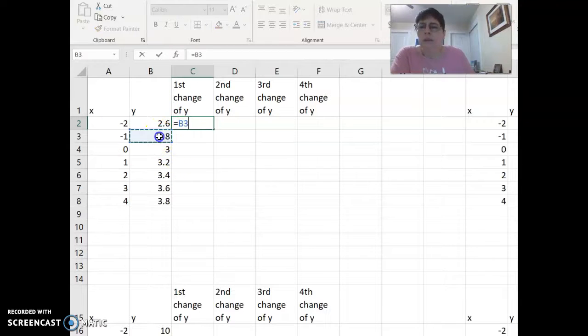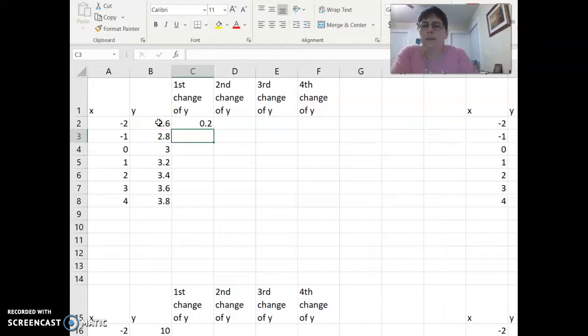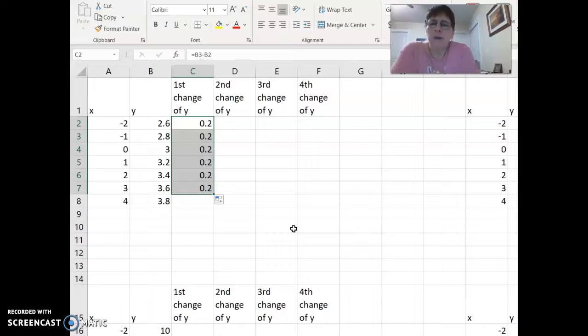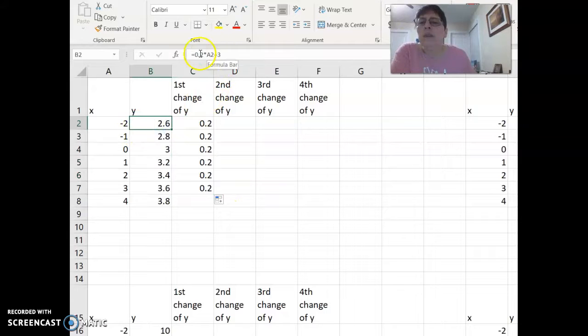equals bottom minus top. Okay. And then I can click and drag. And the first change of y, the difference in how y changes each time, is the same. And the function itself right here is 0.02 times x. So that's x right there. This one is a linear function, and the first change just gives us the 0.2.